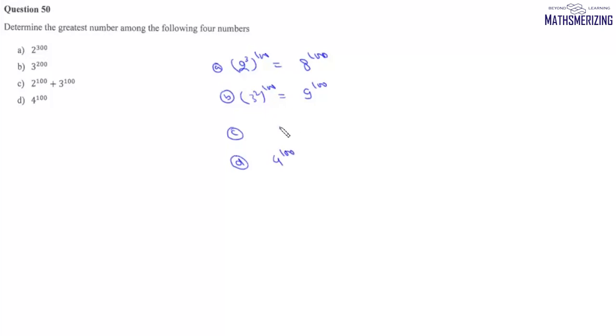Now this C is 2 to the power 100 plus 3 to the power 100. Now we know that 2 to the power 100 is less than 3 to the power 100. So this value is actually less than 9 to the power 100. The highest value among all these four numbers is this B, and that is 3 to the power 200.